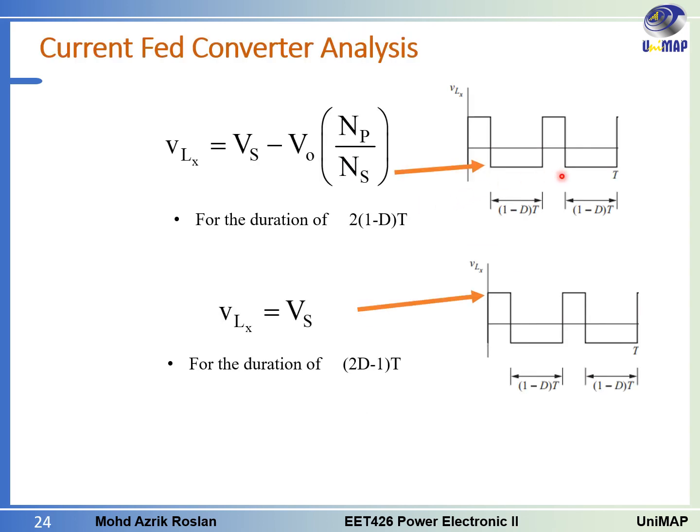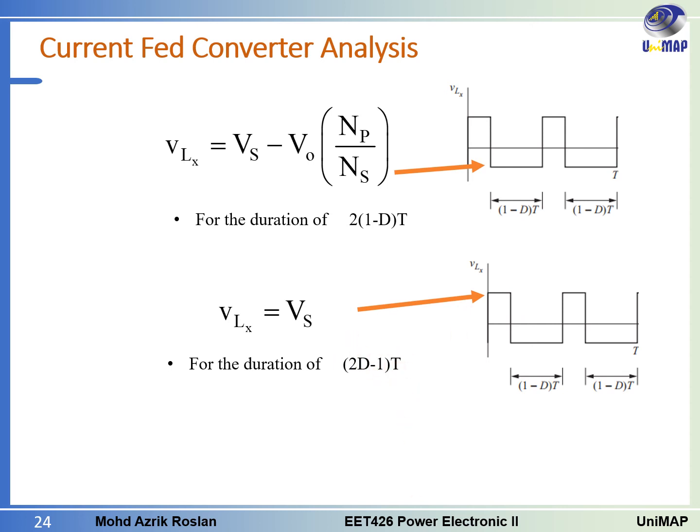Okay, in this slide we can see that during these two periods of 1 minus D times T, VLX, the voltage across the inductor, equals VS minus VOUT multiplied by NP over NS. And for the remaining time, for this one and this one, we have VLX equals VS. So how can we get the duration here?